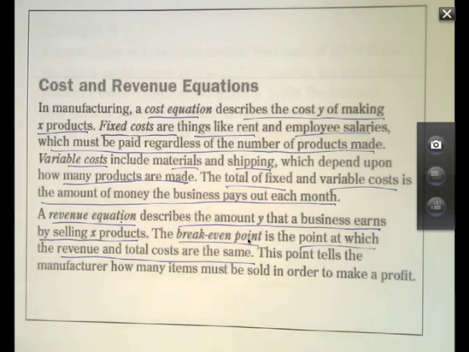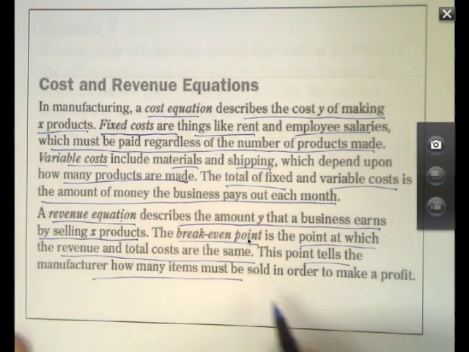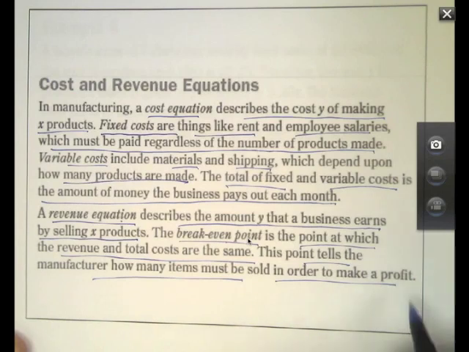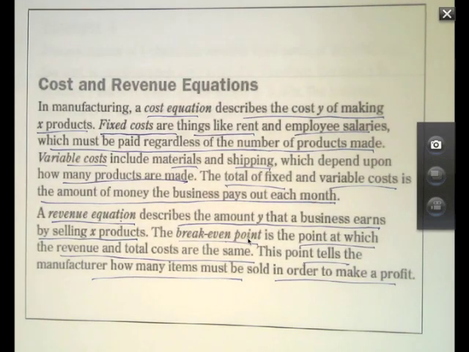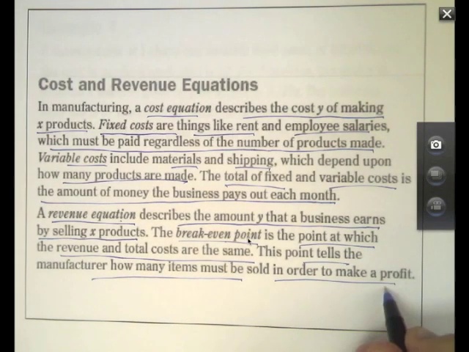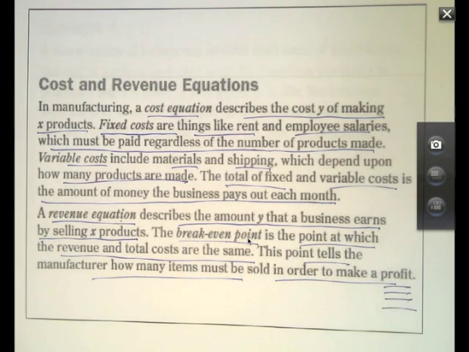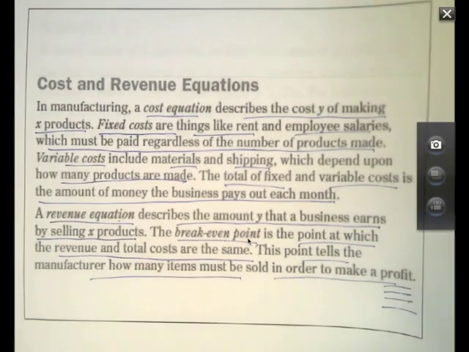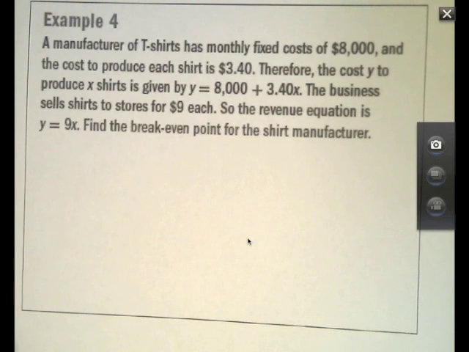This point tells the manufacturer how many items must be sold in order to make a profit. So the break-even point, if he gets right to the break-even point, he's even. He's not losing money. If he makes more than that, then the business is going to be making the profit, which is what we all want to do. Let's go and look at this example 4.